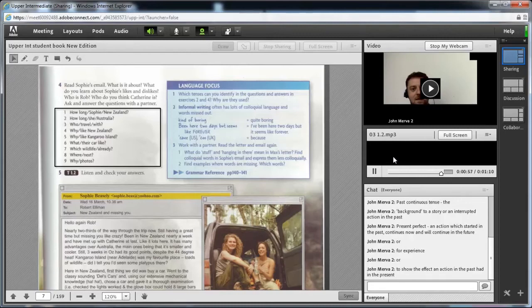8. Where are they going next? They're heading up the west coast. 9. Why is she sending Rob photos? So that he won't forget what she looks like.